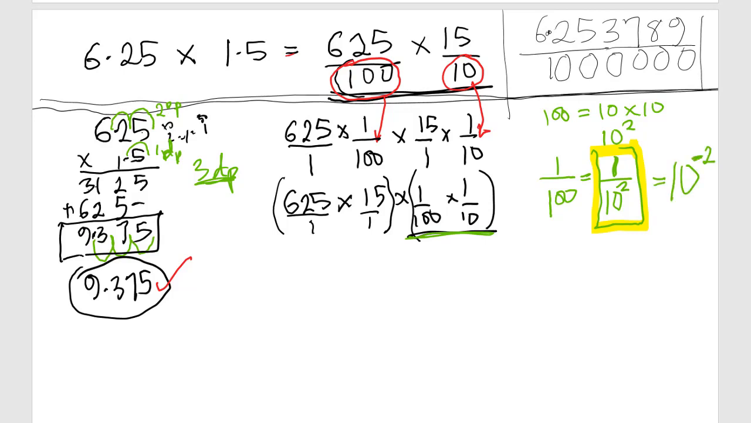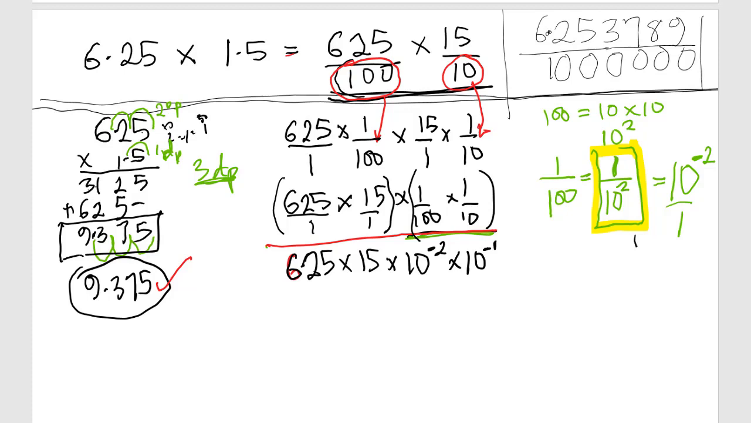So this minus indicates that it's like a fraction, but it has been taken up to be a numerator. So we can now write this entire line as 625 times 15 times 10 raised to the power minus 2 times 10 raised to the power minus 1, because this is just 1.